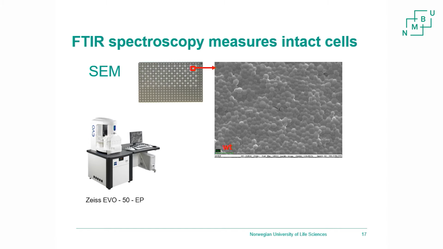Here on the slide you see an SEM image of one of the sample positions from the FTIR plate, and that's a film of yeast cells. As you can see, they have a nice intact form, and the cells are not disintegrated.